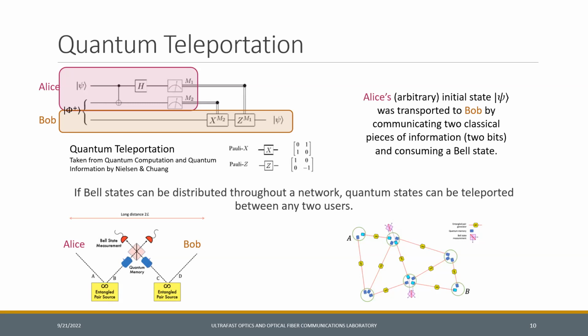So we perform a measurement, and based on the results of these measurements, she sends them over any network she wants, a classical network, to Bob. And based on these results, Bob does some operations on his half of that Bell state, and then he ends up with Alice's initial state. This was accomplished without you ever needing to transmit this state over any significant distance. So if you can manage to get these Bell states distributed throughout some kind of network between the end users, you can send quantum information from any user to any user.